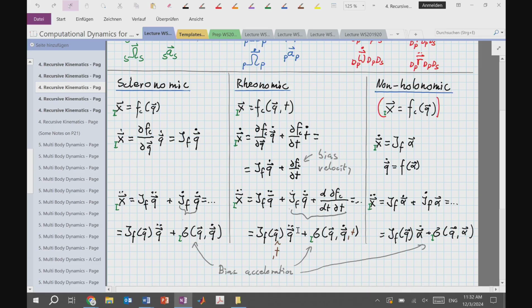So every velocity in our system, and especially every acceleration in our system, this is what we will need today, can be written as the Jacobian, which we can compute recursively, times q double dot, the accelerations of our generalized coordinates, plus some bias acceleration, which potentially depends on t. And then if we have non-holonomic constraints, we may have a different variable for velocities altogether. But overall, we have the structure, and we will heavily rely on the structure once we start doing dynamics.